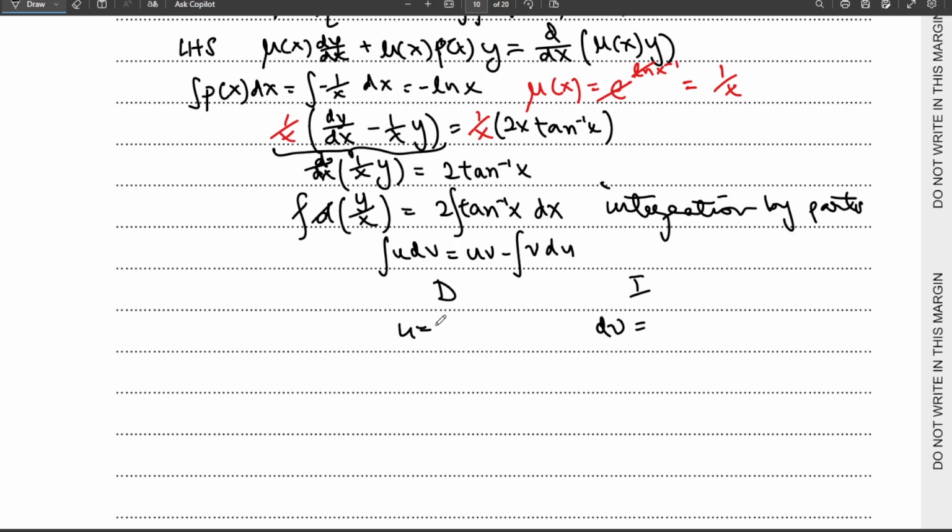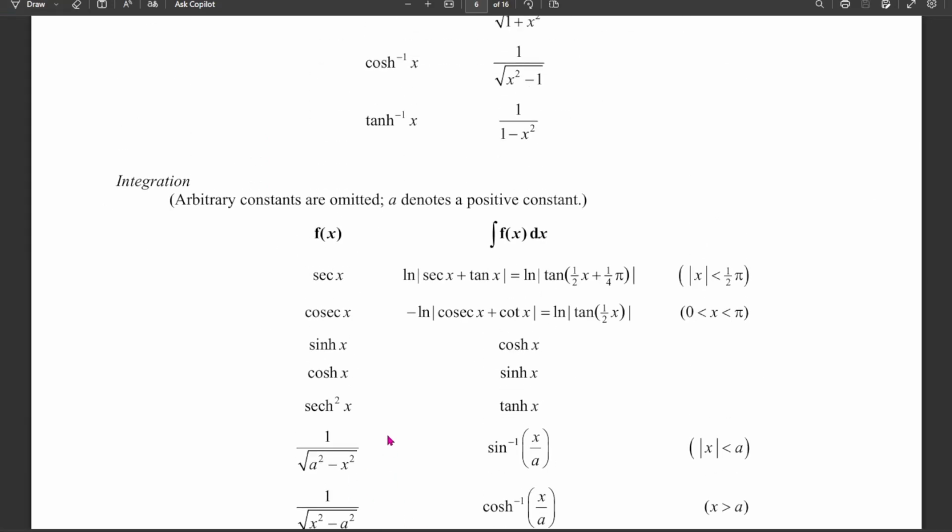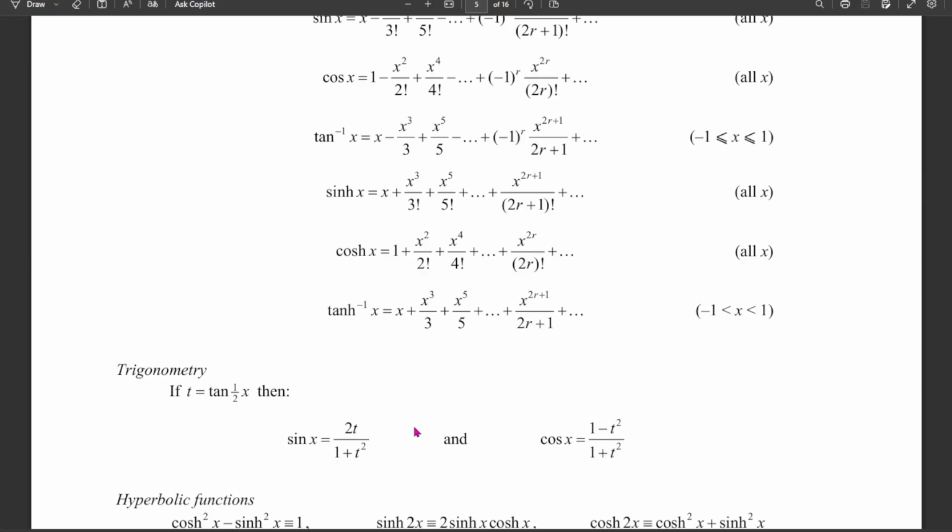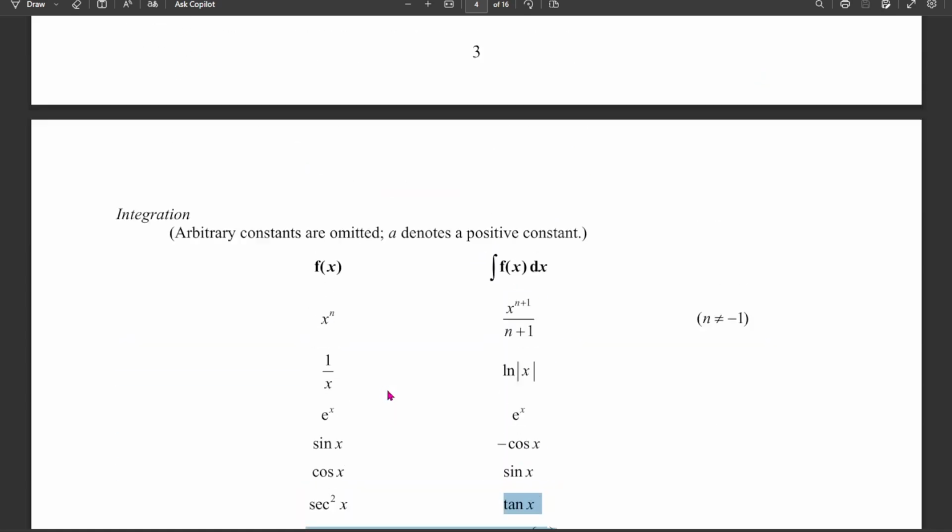For u, I'm definitely going to take tangent inverse x, because obviously I don't know how to integrate it. And for dv, I'm going to take 1. So v will just be x. Then for du, we differentiate it to become 1 over 1 plus x squared, using the formula sheet. The derivative of inverse tangent is given in the formula sheet, so it's here.